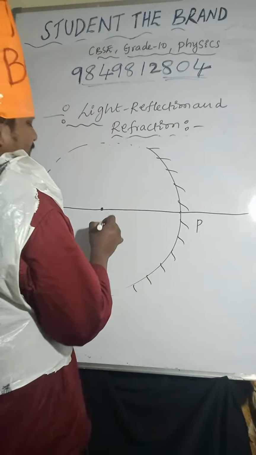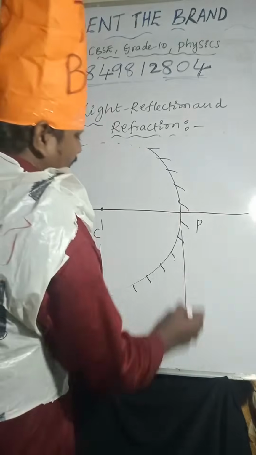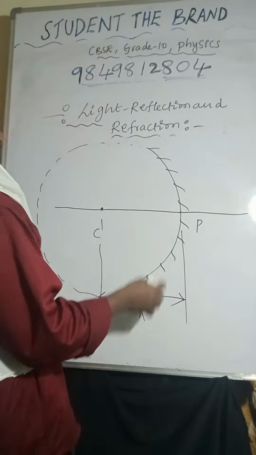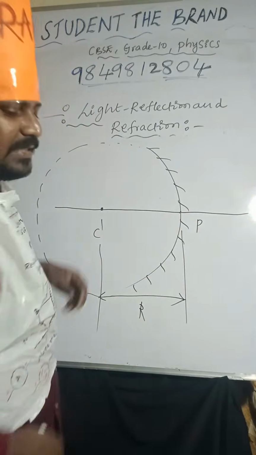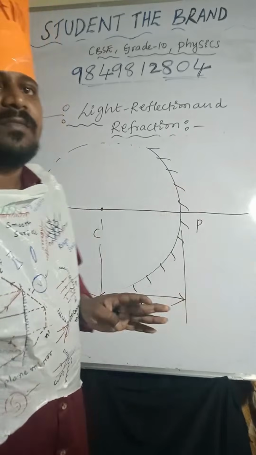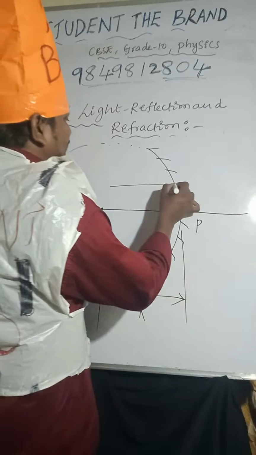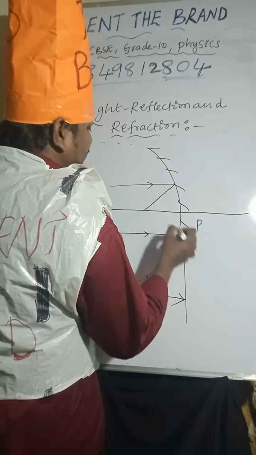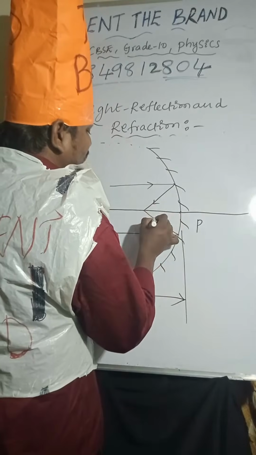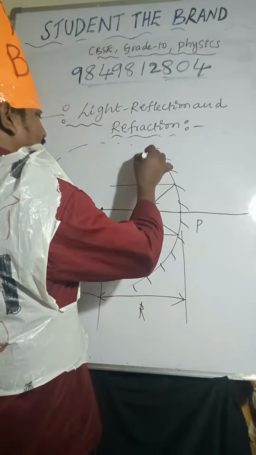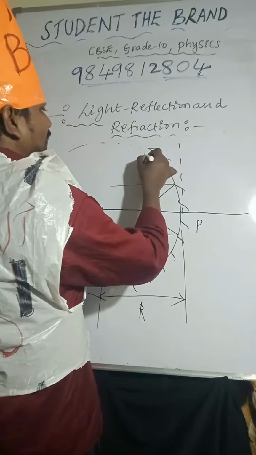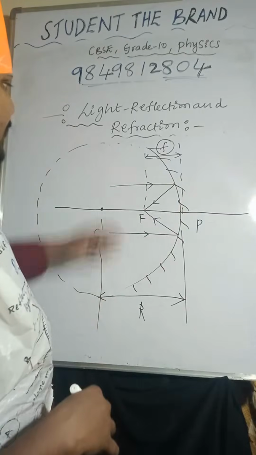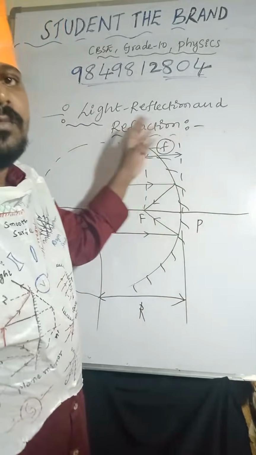The distance between the center of curvature and the pole is called the radius of curvature. After reflection, light rays meet at one point on the principal axis, called the focus. The distance between the focus and the pole is called focal length. And the width of the mirror is called aperture.